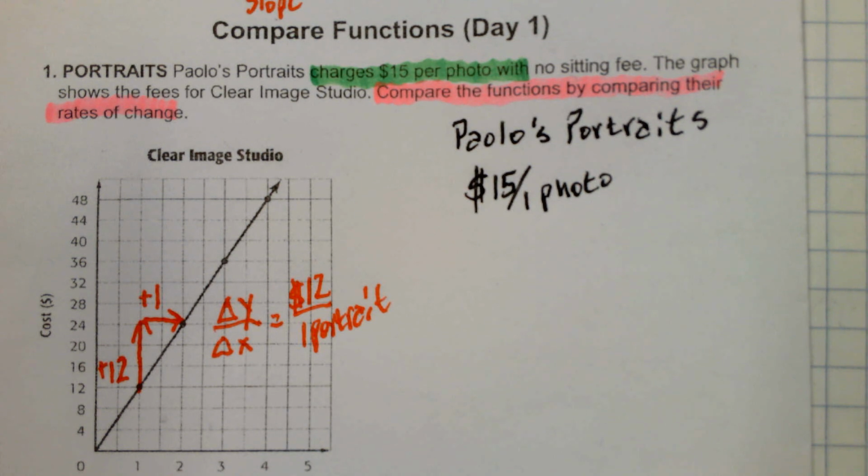We want to compare their rate of change. Who charges more? Who charges more per photo? That's a good question. Paulo charges more. So you can say Paulo charges more by $3, or Clear Image Studios is $3 cheaper, or $3 less. Yeah. So let's do that.